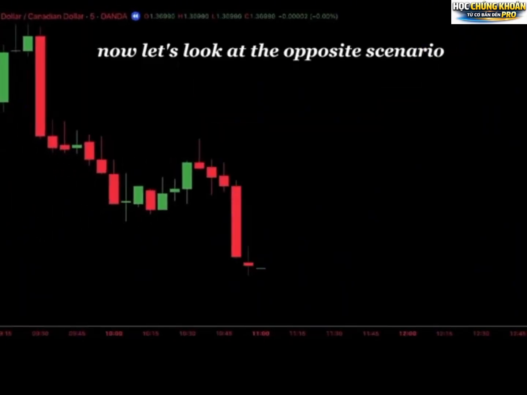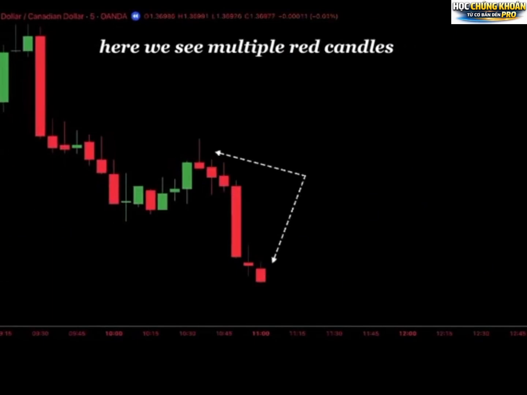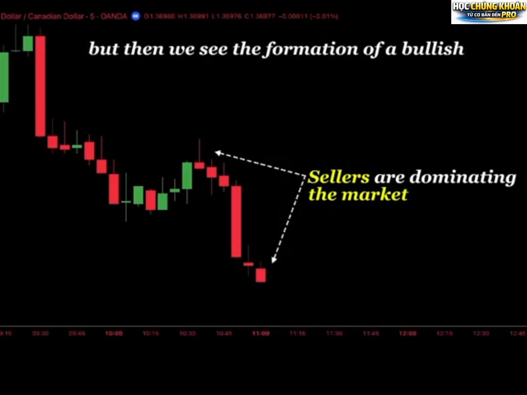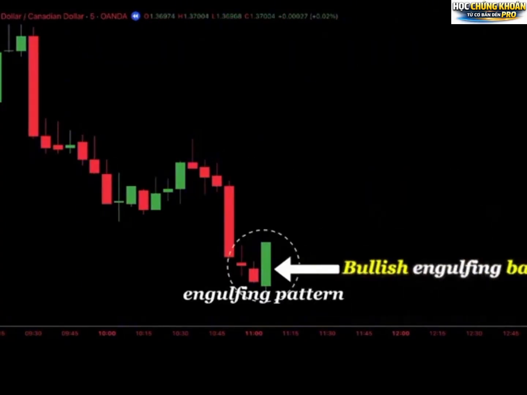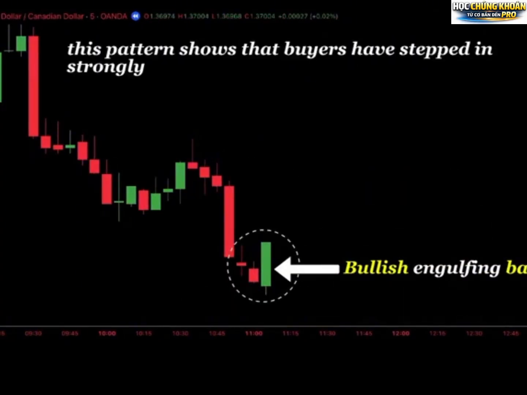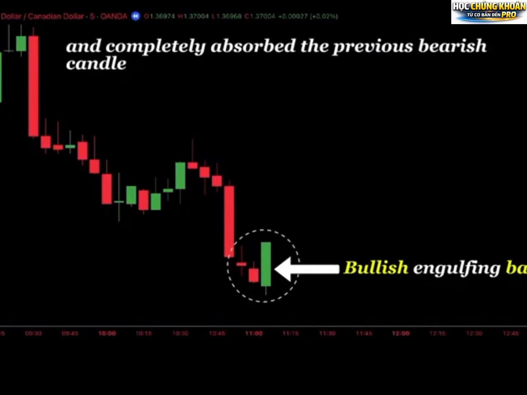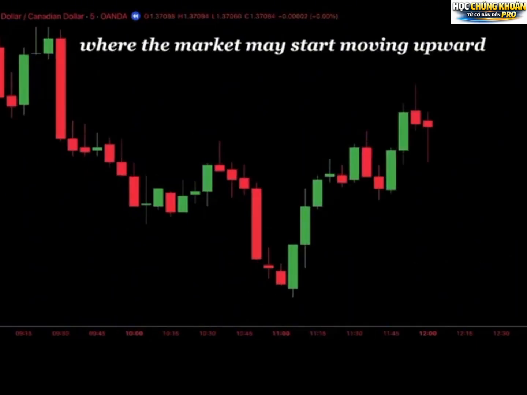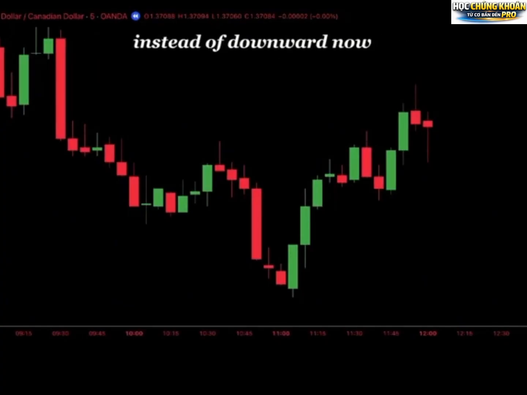Now let's look at the opposite scenario. Here we see multiple red candles, which tells us that sellers are in control of the market, creating a downtrend. But then we see the formation of a bullish engulfing pattern. This pattern shows that buyers have stepped in strongly and completely absorbed the previous bearish candle, and this often signals a possible reversal, where the market may start moving upward instead of downward.